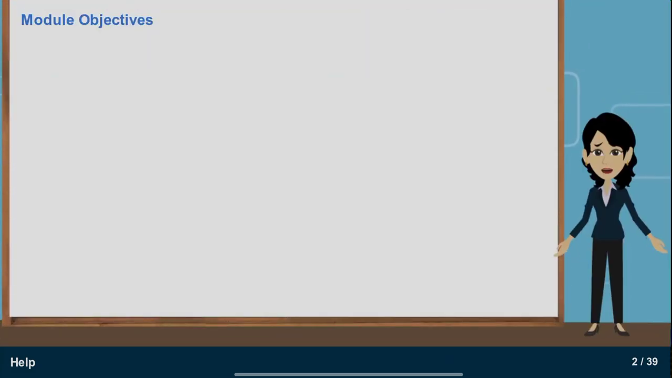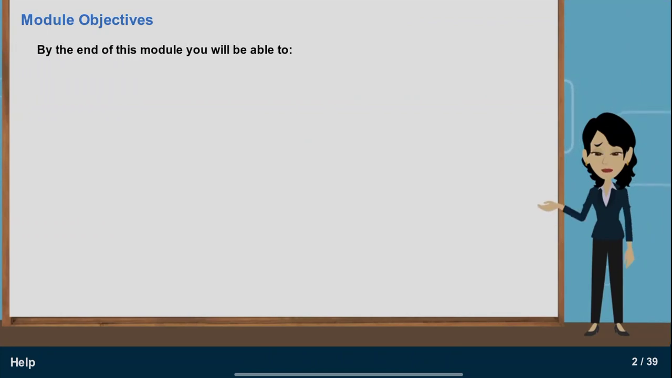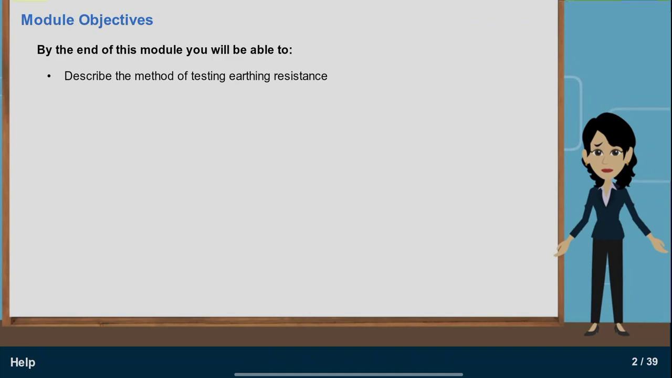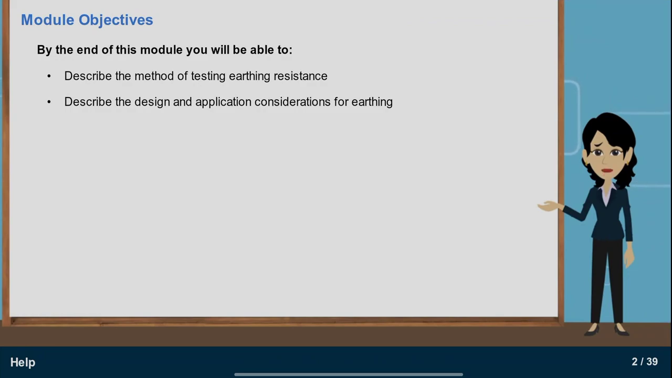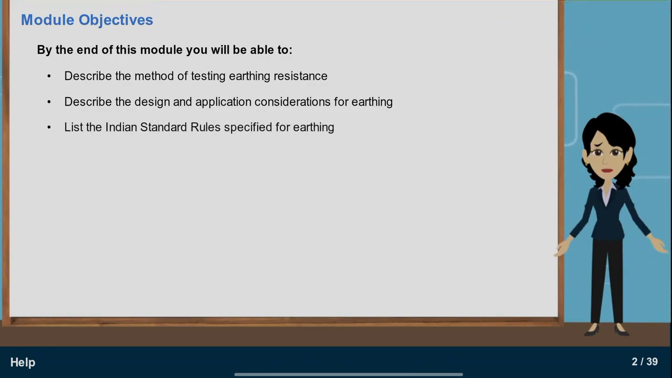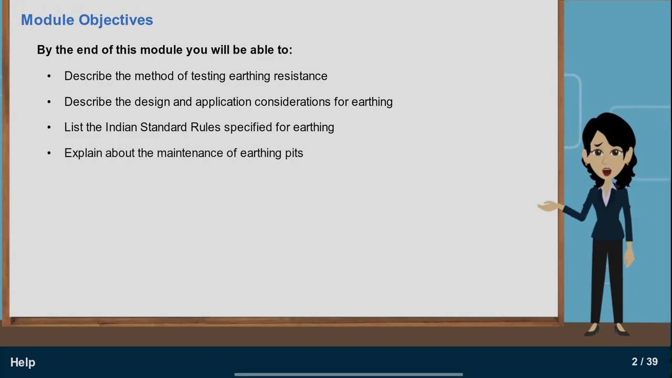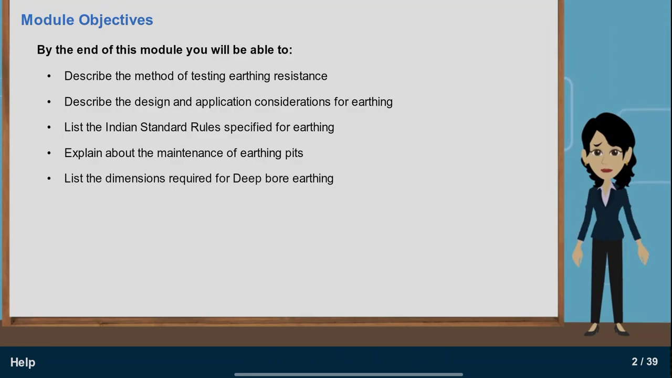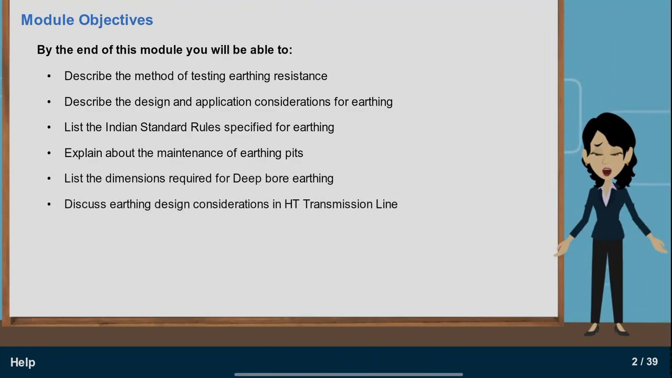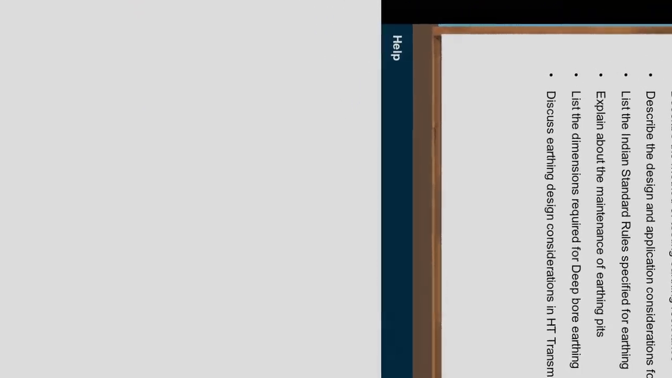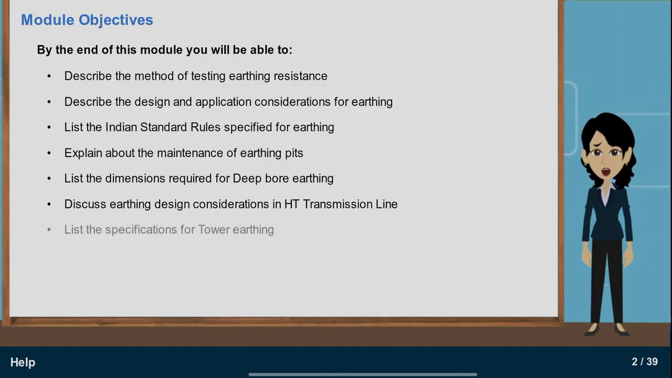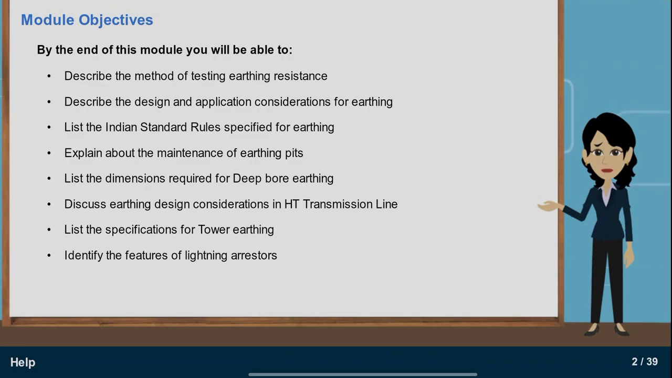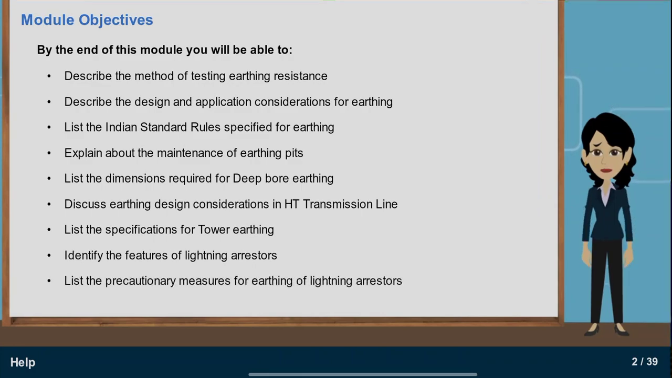Take a look at the objectives of this module. By the end of this module, you will be able to describe the method of testing earthing resistance, describe the design and application considerations for earthing, list the Indian standard rules specified for earthing, explain about the maintenance of earthing pits, list the dimensions required for deep bore earthing, discuss earthing design considerations in HT transmission line, list the specifications for tower earthing, identify the features of lightning arresters, list the precautionary measures for earthing of lightning arresters.